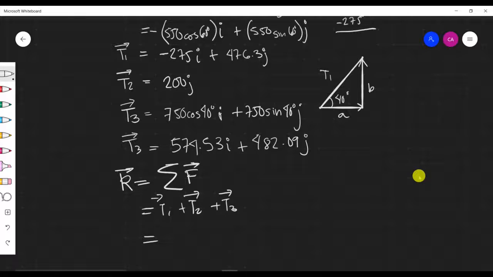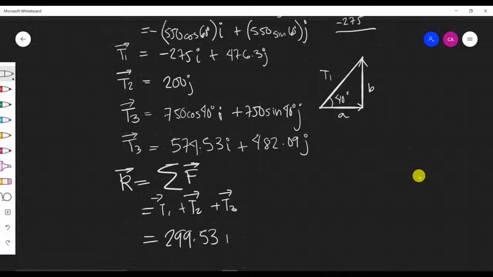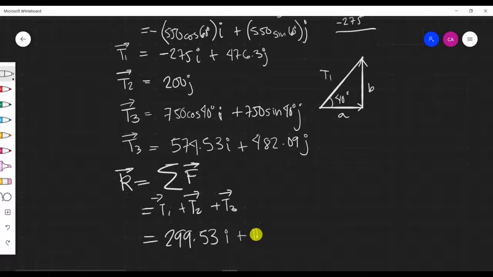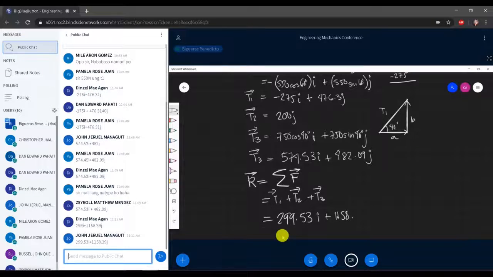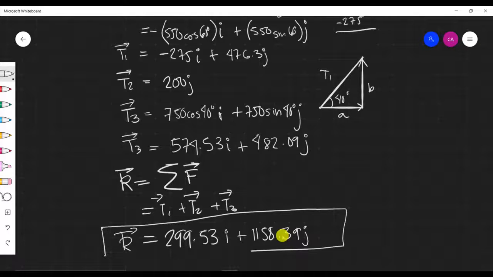299.53 I plus 1158.39 J. So this is your answer. Okay, this is the vector. Make sure positive yun or negative. Tong T1 negative. Negative yung I ng T1, which is 275. Tama naman.